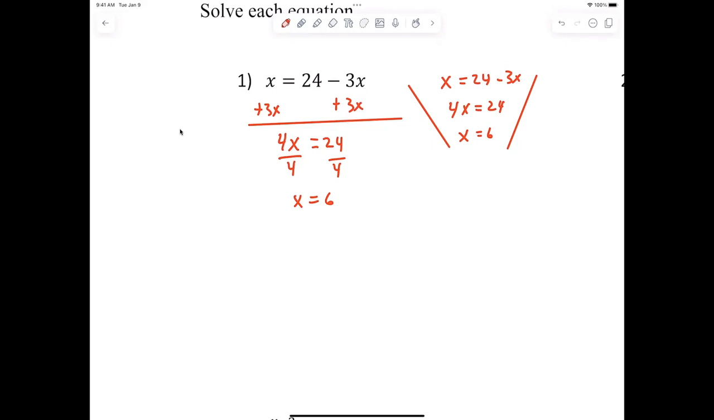Why did you get the fraction? What do you mean, how did I get the fraction? I just divided both sides by 4. You see that, Peter? All right. So again, you don't have to put the plus 3x, divide by 4.